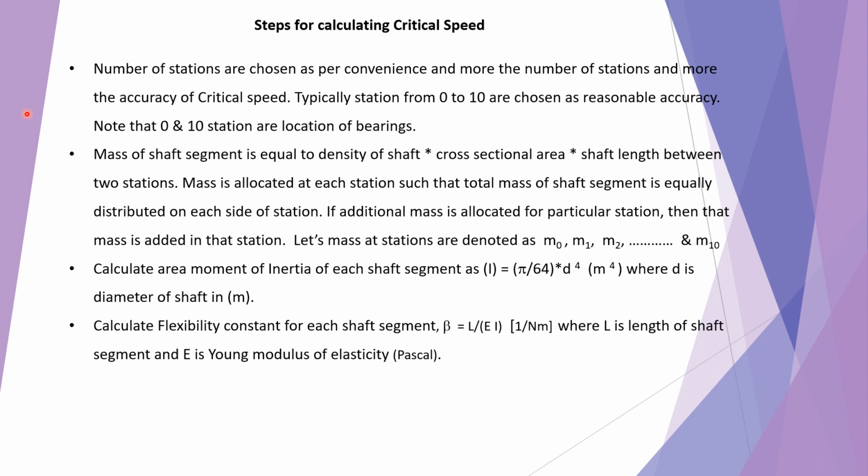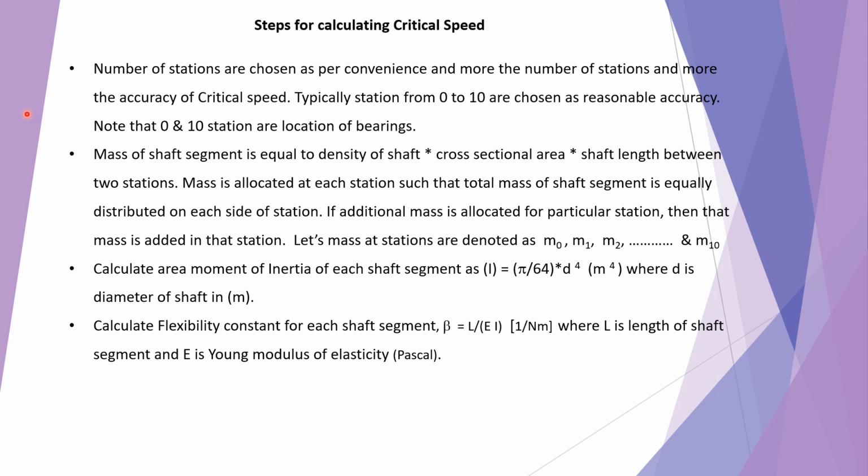Now, these are the steps for calculating the critical speed. The number of stations is chosen as per convenience, and the more the number of stations, the more the accuracy of the critical speed. Typically, stations from 0 to 10 are chosen for reasonable accuracy. Note that station numbers 0 and 10 are the locations of the bearings.